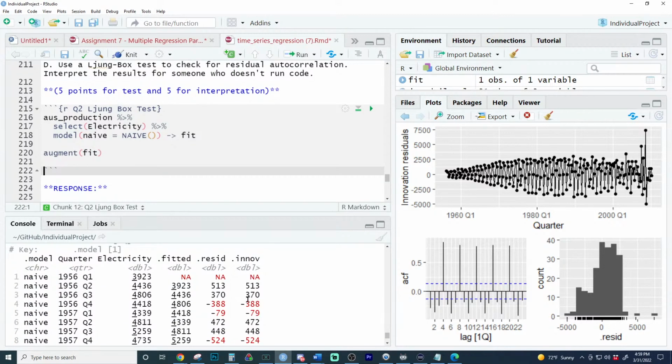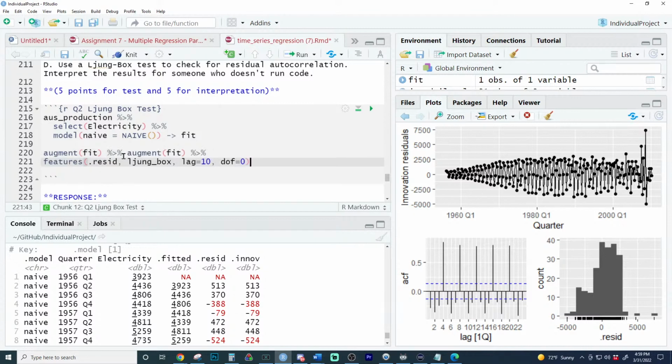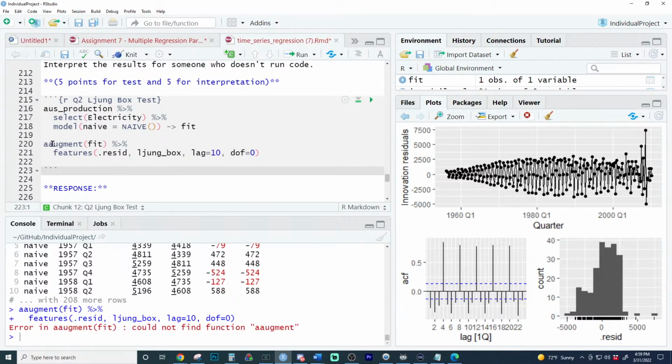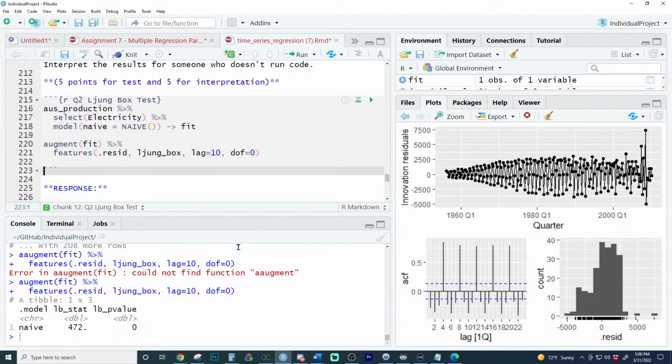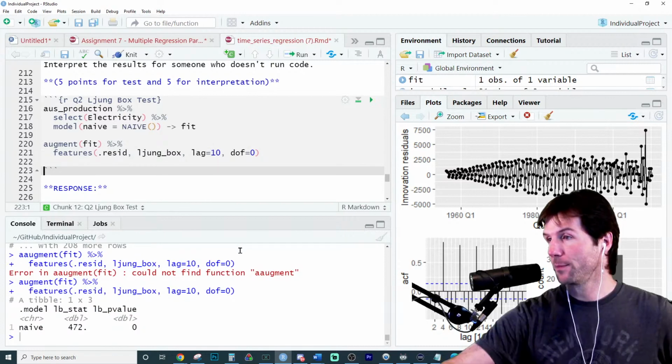There we go. There's that. And now we're good on that. You have to take the augmented fit, and there it is right there. Augmented fit, pipe it through into the features. Make our code look nice. Using the baseline, no augment. There we go. Wow. As I said, p-value of 0.